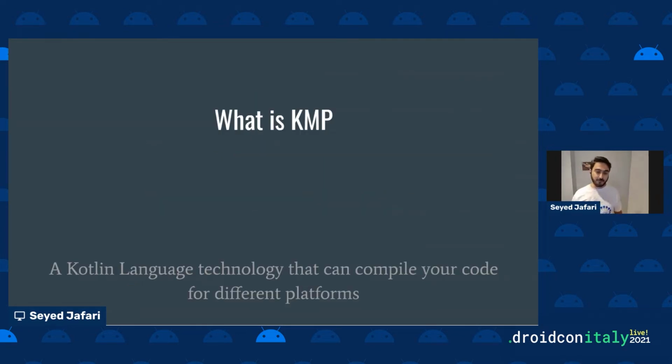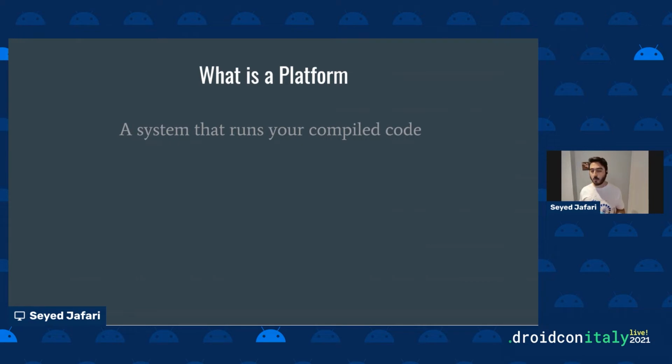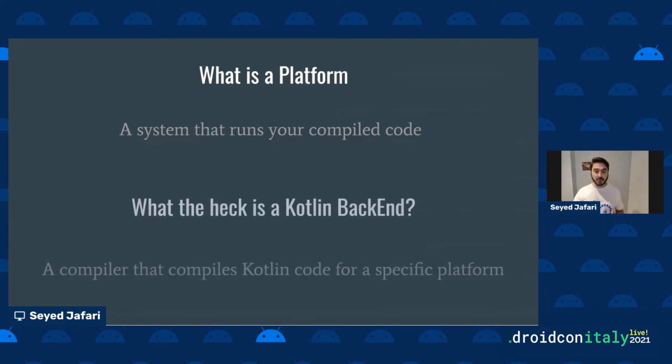So what is KMP? First and foremost, KMP is short for Kotlin Multiplatform, and it's a technology that allows us to compile our code for different platforms. Now the question arises, okay, what is a platform? A platform is a system that runs your compiled code. Simple as that. You might already think that I'm jumping between semantics a lot here, but trust me, these are the only semantics you need to know. And Kotlin backend is the last one.